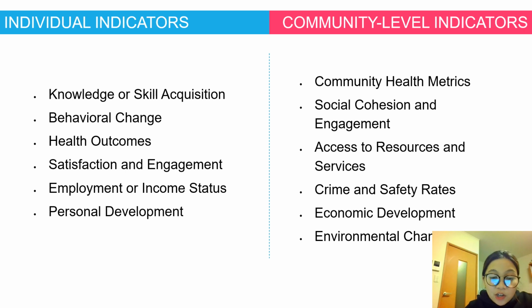Next is satisfaction and engagement. So an individual's level of satisfaction with a service or a program. Examples would be satisfaction surveys, customer feedbacks. Next is employment or income status. So changes in employment status or income level, like finding a job after completing a job training program.